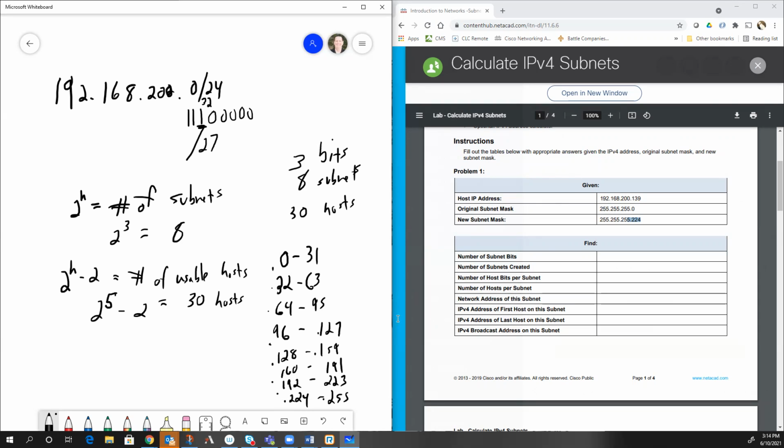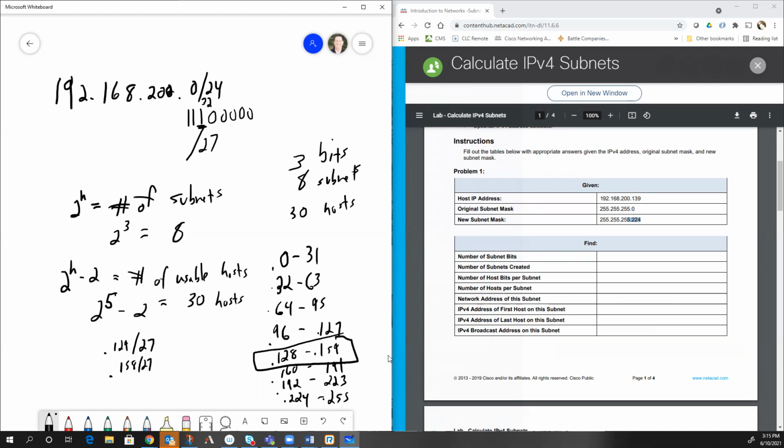This IP address, if they're wanting you to find what subnet this 139 is in, you would go down here and say that 139 is in this subnet right here, the 128 subnet. And so you would say the first usable IP address in this subnet is .129/27. The last usable one would be .158/27, because we're looking at this subnet right here.